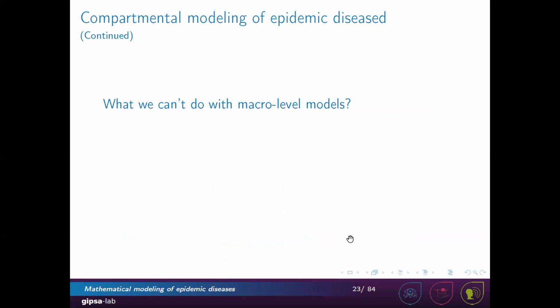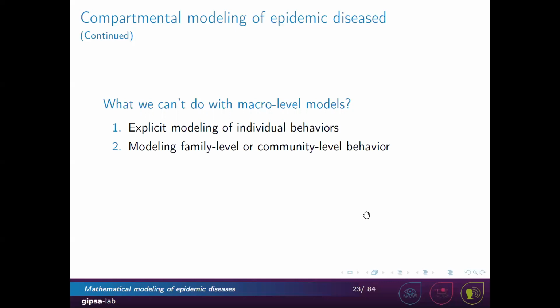We talked about what we can do with macro level modeling, but there are surely some things which we cannot learn from this approach to modeling a pandemic or epidemic disease. The first is that we cannot model the individual behaviors. We don't get any information regarding family level or community level behavior. We just get overall patterns about what will happen to the entire society, but we won't get any information on individuals and how they should personally act.